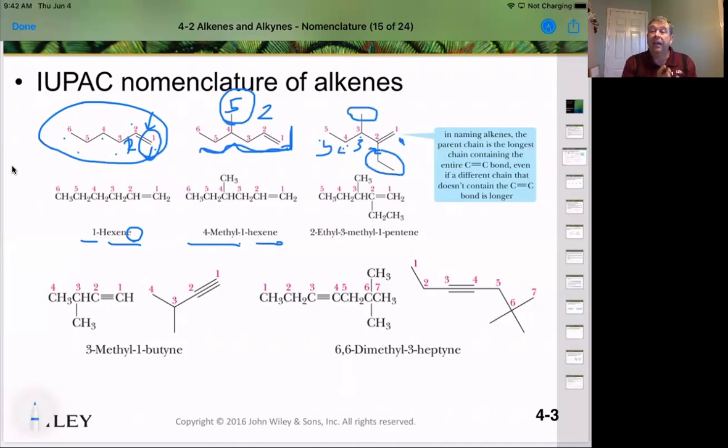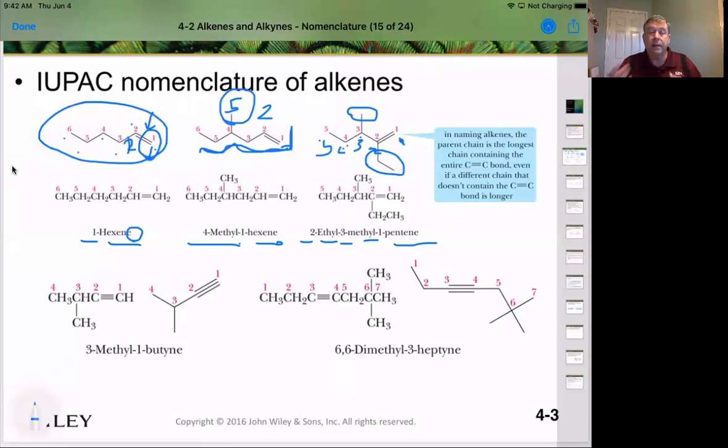So we have to put the ethyl substituent first because of alphabetization. We put the methyl substituent second because of alphabetization. And now we're going to add our numbers. So we're going to come up with 2-ethyl-3-methyl-1-pentene. Again, 5-carbon chain, penta, pentene.